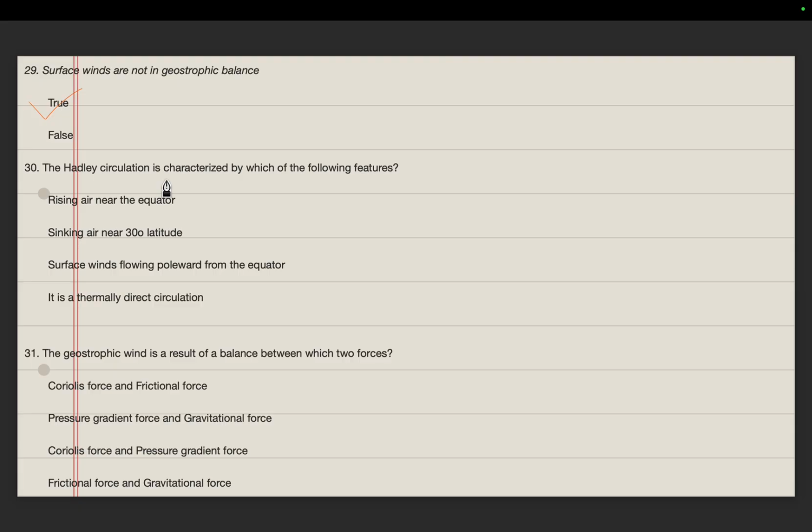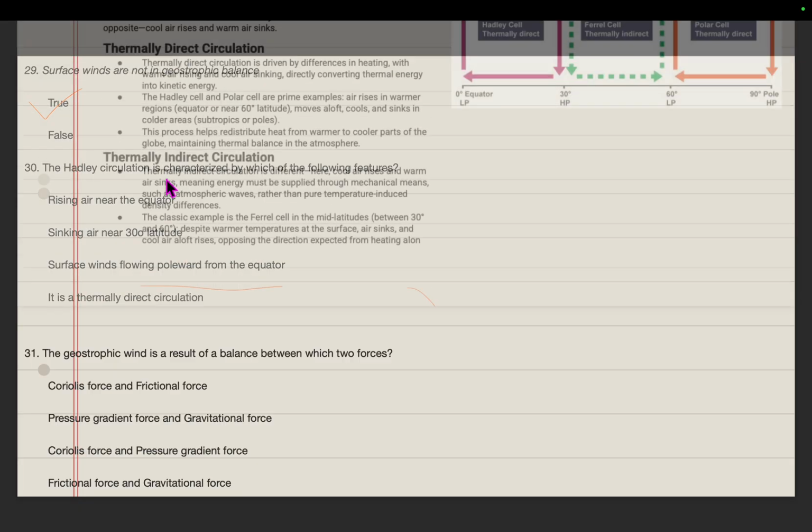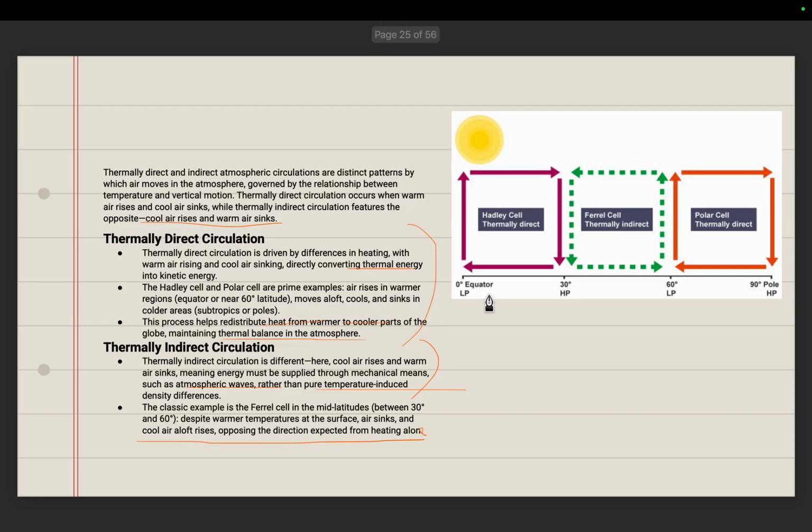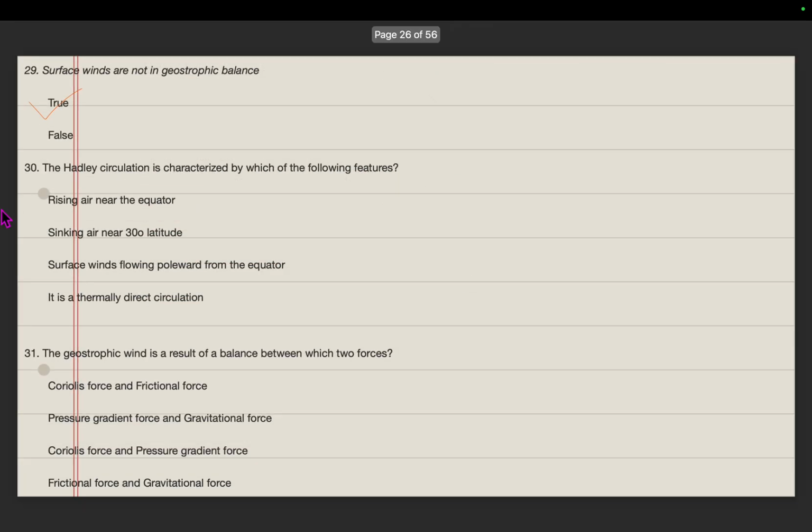Option D. It is thermally direct circulation. The Hadley cell's surface winds flow poleward from the equator. Question 30, option C is... oh, correct, no, I guess. Ferrel is indirect circulation. Hadley is the direct circulation, thermally direct circulation. Here the air is... then option D is correct.